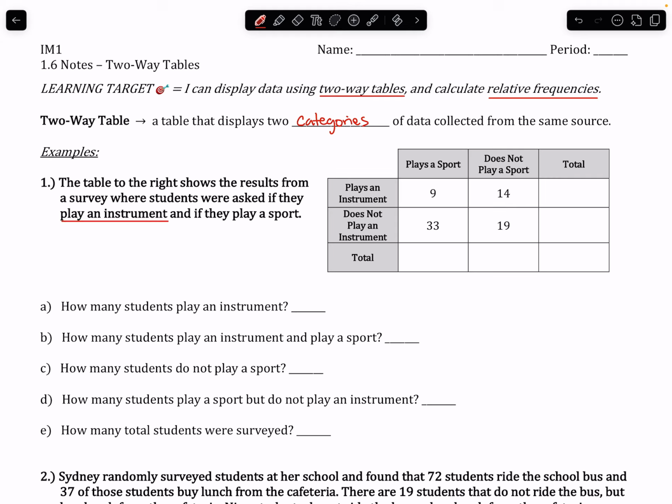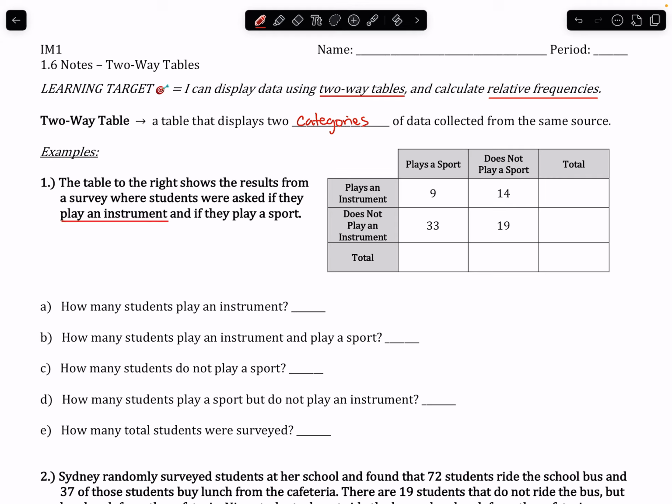At the top in our columns, we have plays a sport and does not play a sport. And in our rows, we have plays an instrument and does not play an instrument. So basically, did they answer yes or no to each question? Whenever you're working with a two-way table, one of the most beneficial things you can do is make sure that you have the totals for your rows and columns figured out.